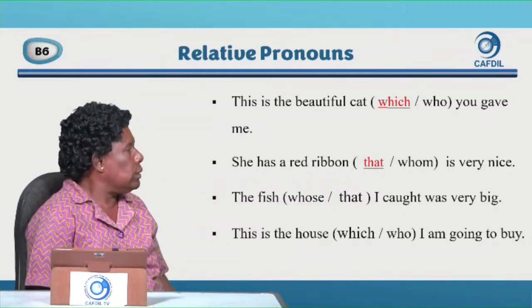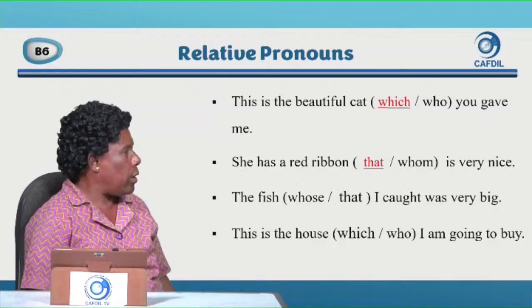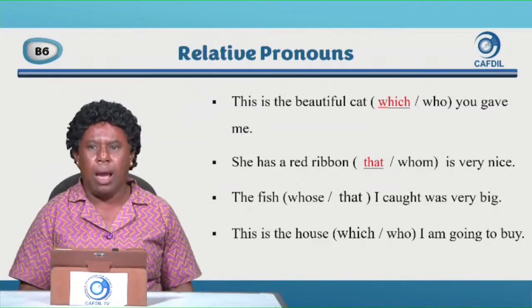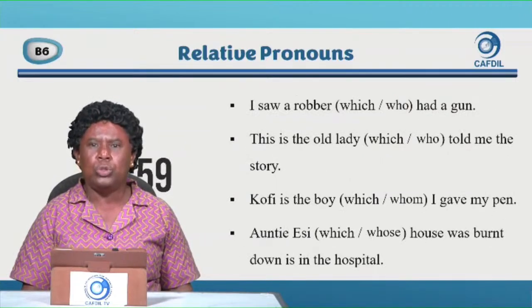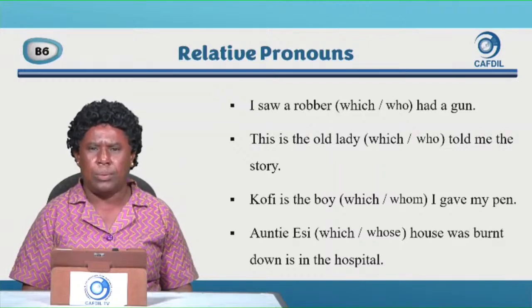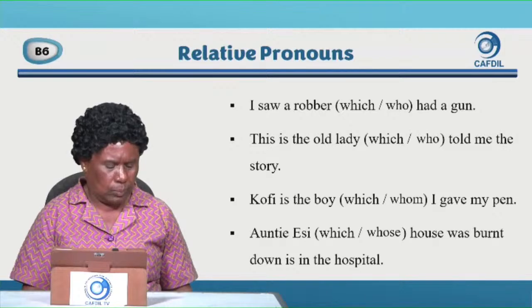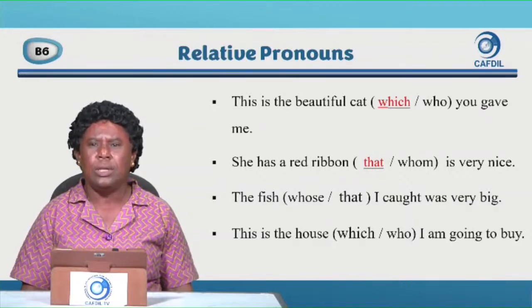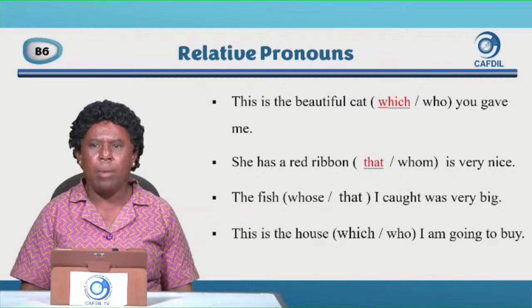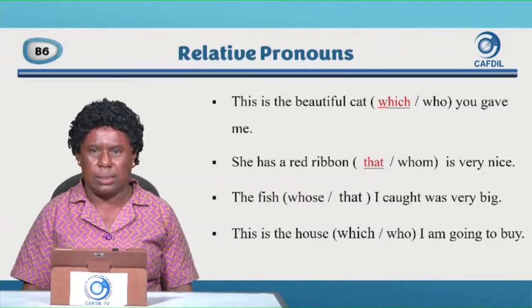The next sentence. This is the house I'm going to buy. In the bracket we have which and who. Which of the two is the right relative pronoun? So which of the relative pronouns in the bracket will be correct to use? This is the house which I am going to buy. So which can also be used to join the two sentences, and that refers to the house, a thing.